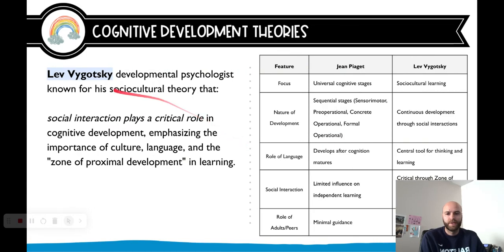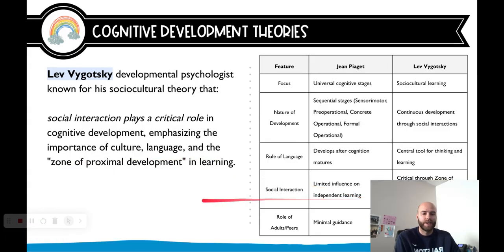Our second theorist is Lev Vygotsky, and he was a developmental psychologist known for his sociocultural theory of development, where he says social interaction plays a critical role in cognitive development, and he emphasized the importance of culture, language, and the zone of proximal development.